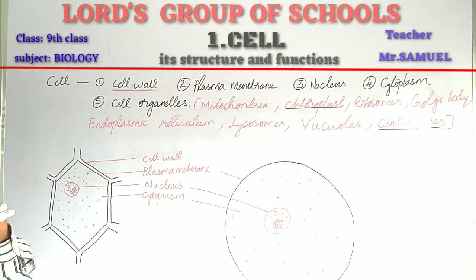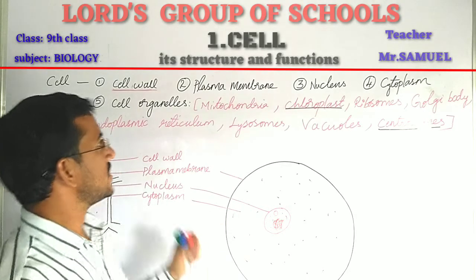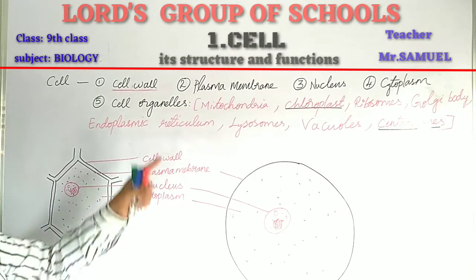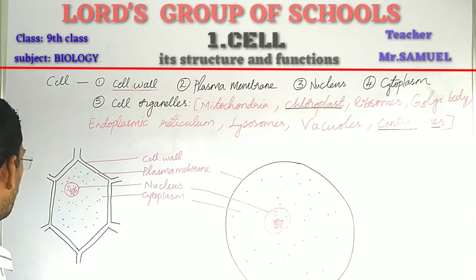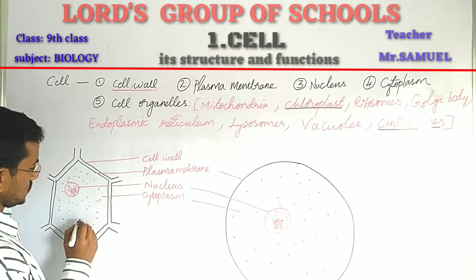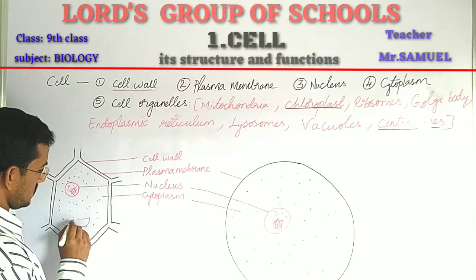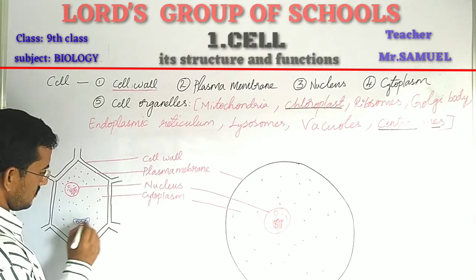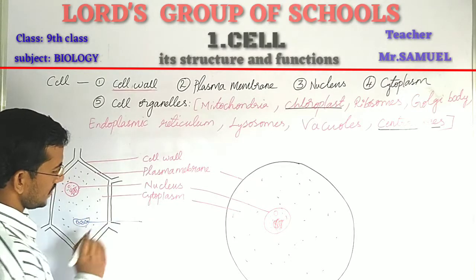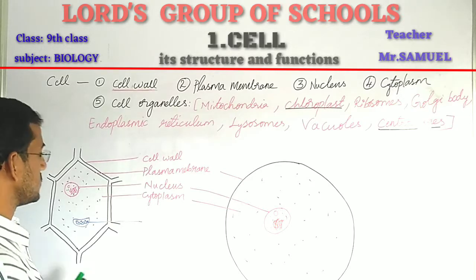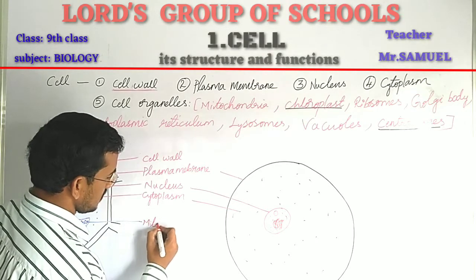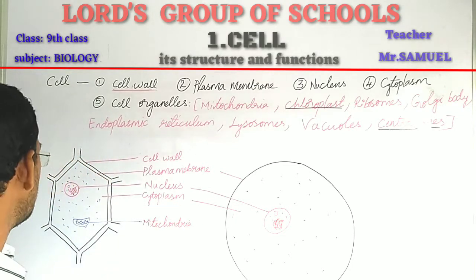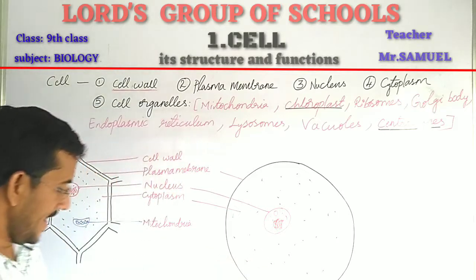Then the next one is cell organelles. Cell organelles, mitochondria. Let us draw the diagram of mitochondria here. So this structure is mitochondria. Mitochondria is also present in animal cells.